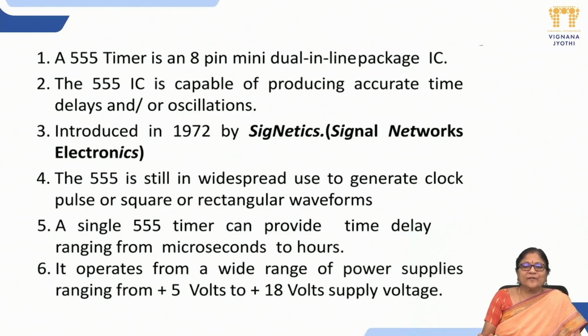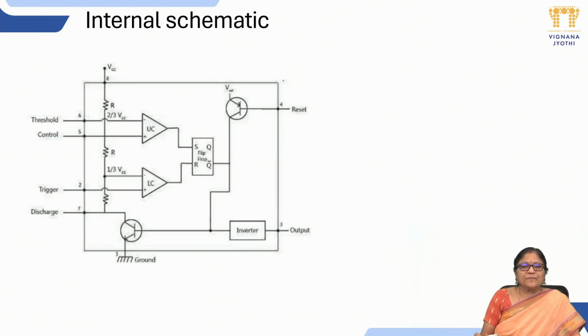A single 555 timer can provide a time delay ranging from microseconds to hours. Basically it operates on a simple power supply from 5 volts to 18 volts. Normally we can use the minimum voltage for any kind of application.